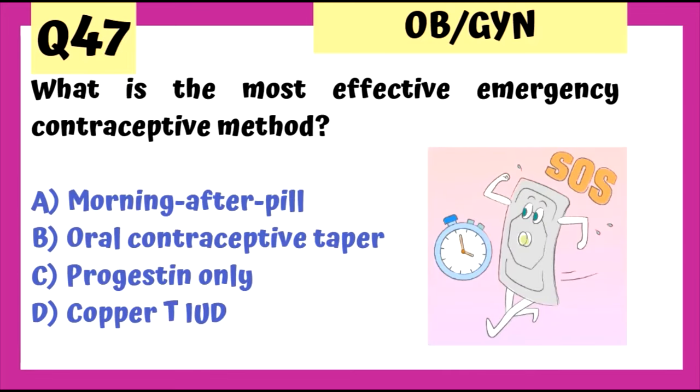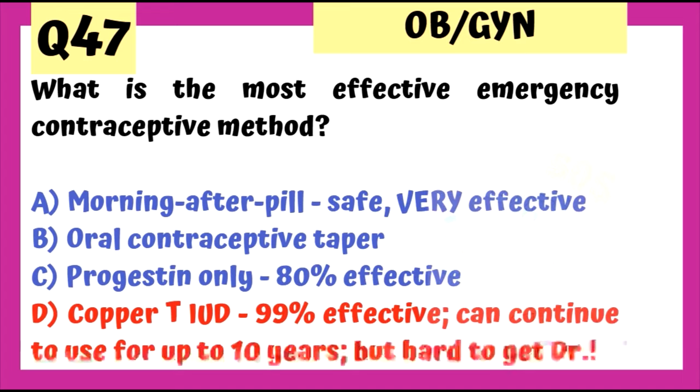Question 47, what is the most effective emergency contraceptive method of these choices? The copper IUD. That's even better than the morning after pill. But even though this is the right answer, it's pretty impractical, because who is going to get a doctor's appointment right after, you know, they usually have this emergency problem. You call the OBGYN, it takes a few weeks to get an appointment. So they usually go with the morning after pill. But in terms of which one would be the most effective, it would actually be the copper IUD.